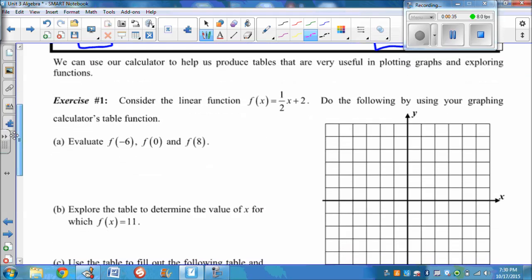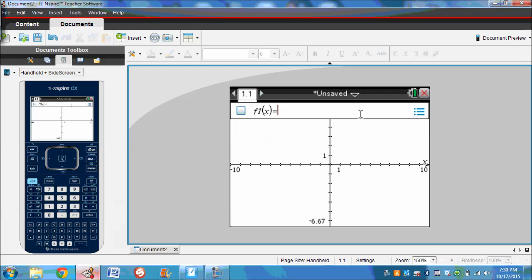So it says, consider the linear function f of x equals 1/2 x plus 2. So that is in the form y equals mx plus b. Therefore, it's a linear function. So when we graph it, we're going to see a line. It says, do the following by using your graphing calculator's table function. So first of all, we've got to go to the calculator and graph that 1/2 x plus 2.